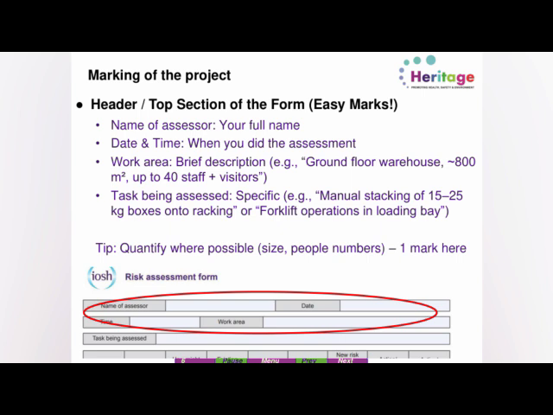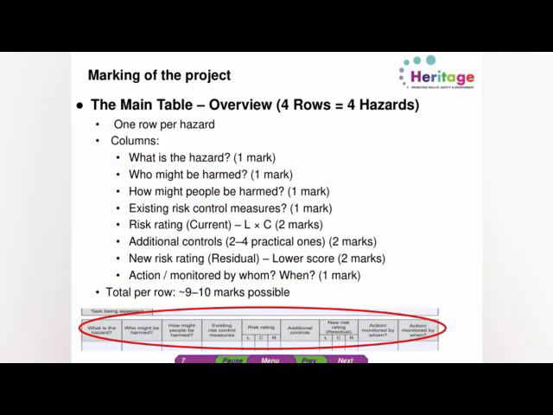Let's now move on to the heart of the form, the main table with your 4 hazards. Now we come to the most important part of the form, the main table. This is where you can earn the majority of your marks. You must complete exactly 4 rows, 1 for each hazard you have chosen. Each row is divided into several columns, and the marks are distributed like this.